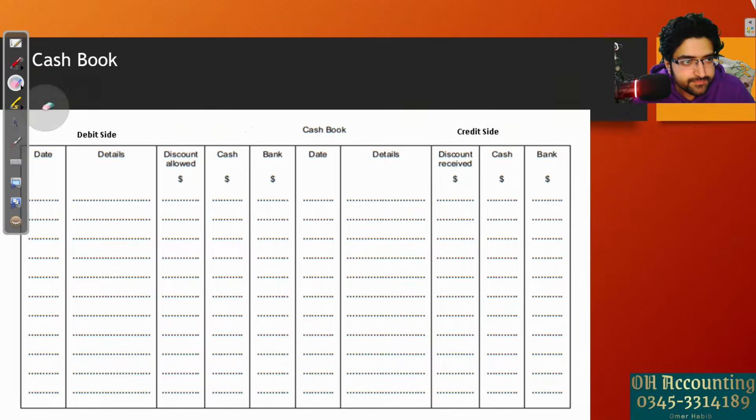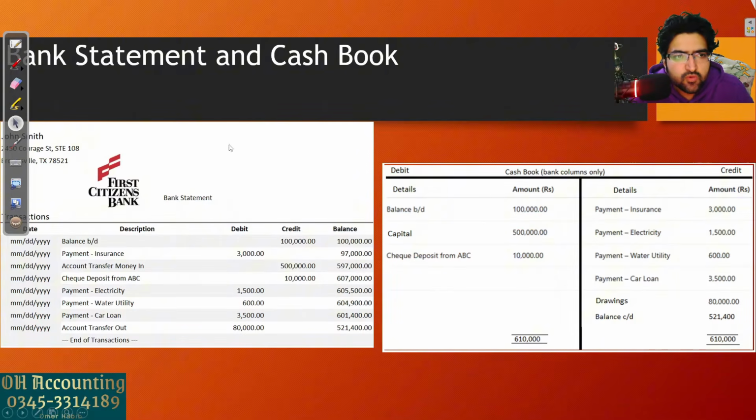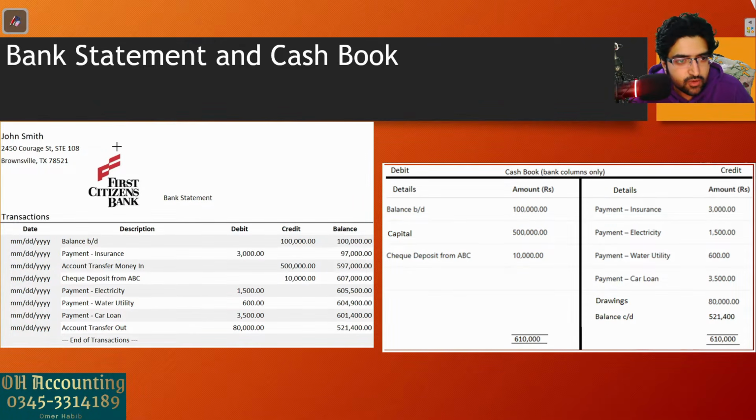Moving on. Now, let's move on to a simple example. One second, let me move this away. Okay. See, this is a bank statement, right? This is a bank statement. And this is our cash book for the same business. How do we compare a bank statement with the cash book?